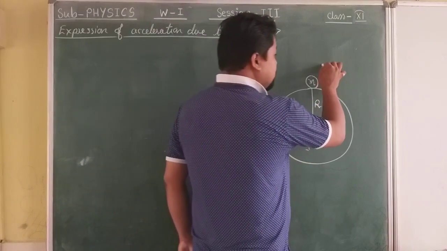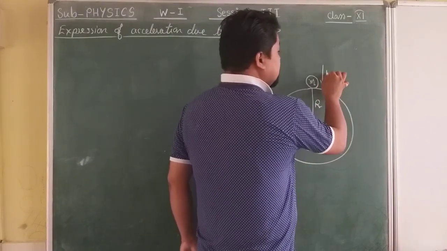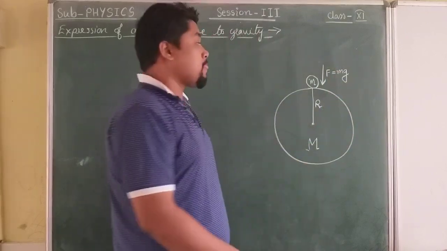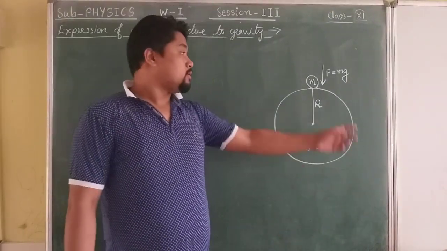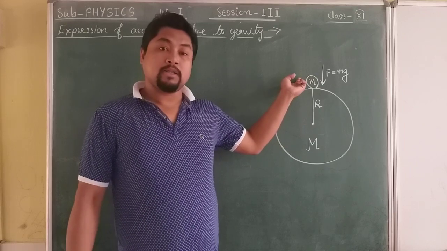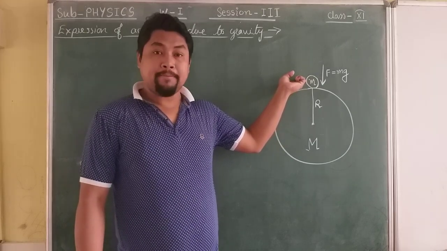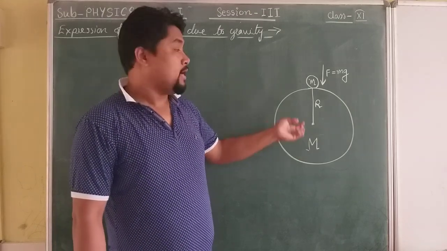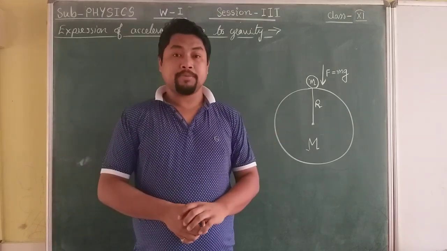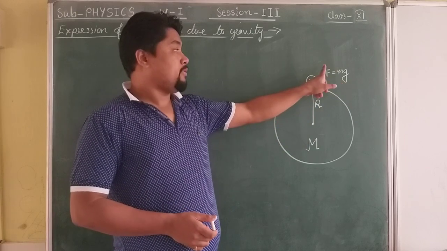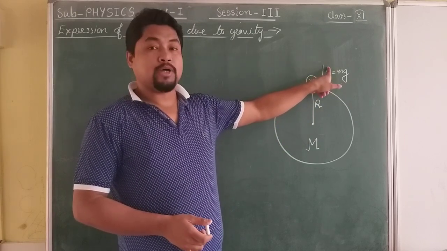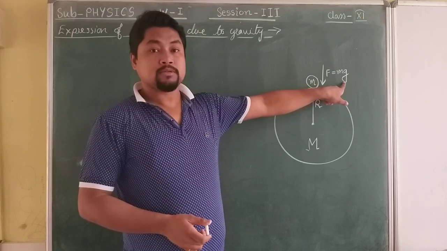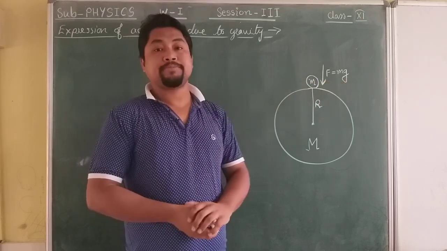The weight of the object is towards the surface of the earth and F is equal to mg. Right? So let us consider an object of mass m is placed on the surface of the earth of mass capital M and radius capital R. F is the weight of the object. G is the gravitational constant.